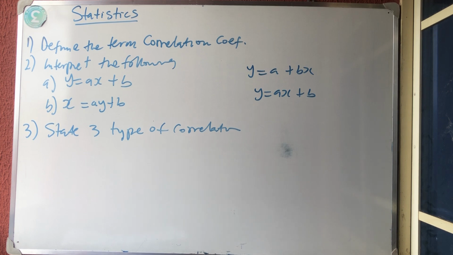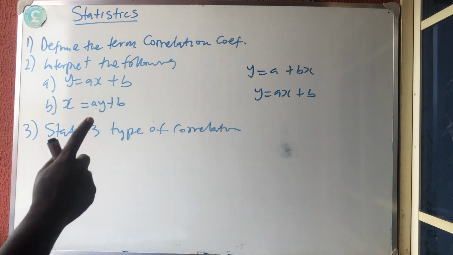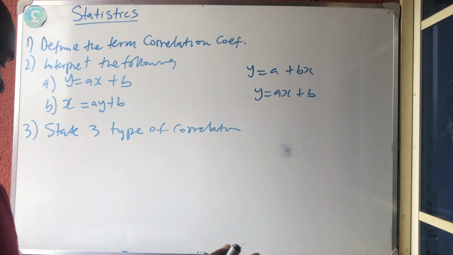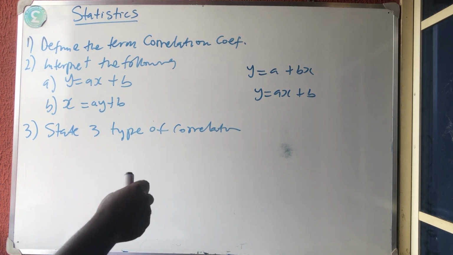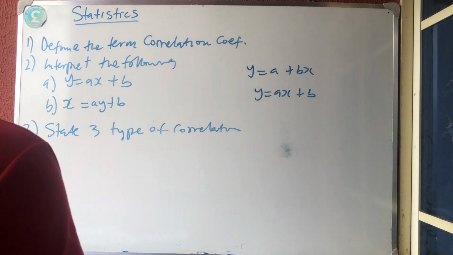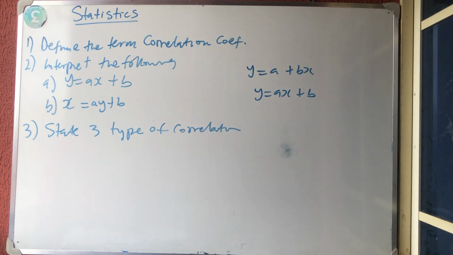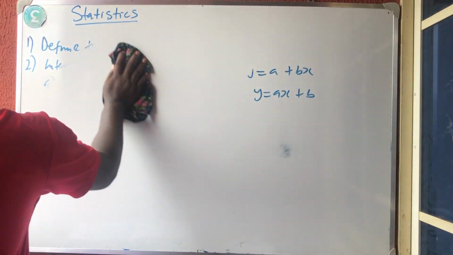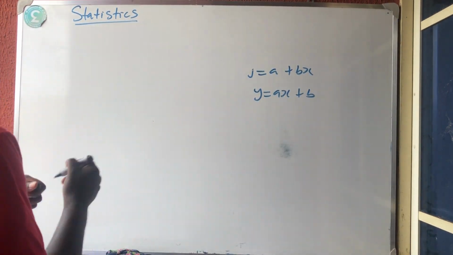Then C said state 3 types of correlation. The first one is what? Positive correlation. In fact, you can call it high positive correlation. The next one is negative correlation and zero correlation, the 3 of them. And we have the 4th one that we call non-linear correlation. But you need to know these 3: positive correlation, negative correlation, and zero correlation. Then, non-linear correlation. That is the first question we are going to answer.